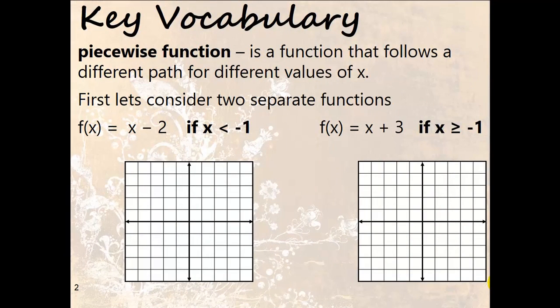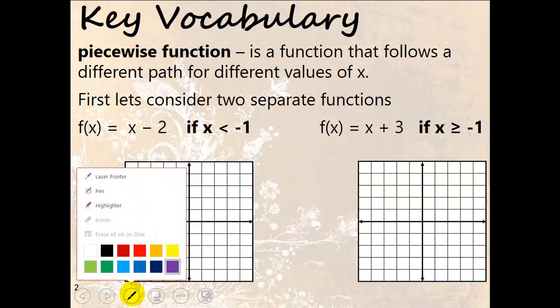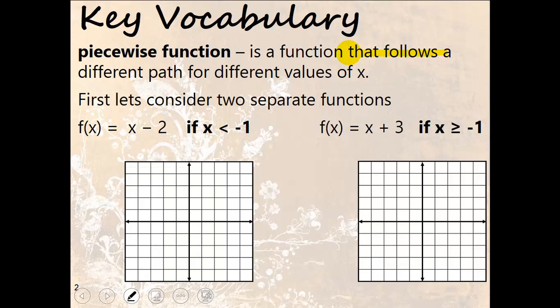A piecewise function is a function that follows a different path. It follows a different path depending on the x values that you're plugging in. So let's first look at two separate functions, completely separate. This function says that it follows the rule x minus 2, so y equals x minus 2, whenever you plug in a value of x that's less than 1.